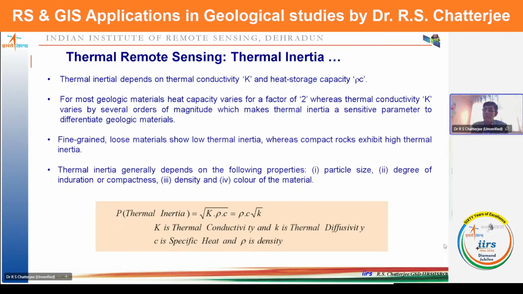For example, if the material is coarse grained, very hard, compact, with very high density, then its thermal inertia is high, and the temperature change during daytime and nighttime will be less. Whereas where the thermal inertia is low or very low, the temperature change will be very high. During daytime, temperature will be high. During nighttime, temperature will be low due to the radiation.